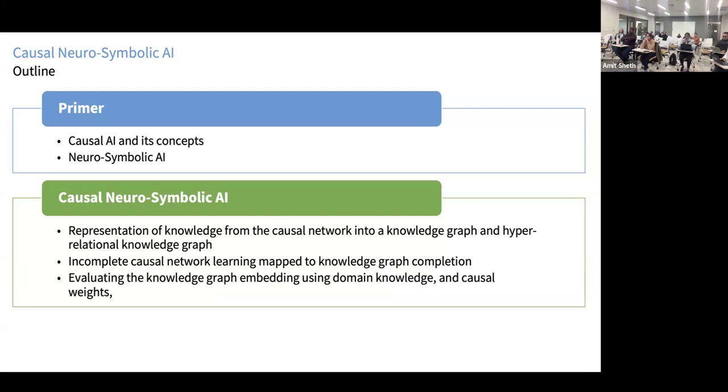So my talk has two major outlines. In the first part of my talk, I'll explain what is causal AI, some of the primary concepts about it. In the second half, we will talk about the causal neurosymbolic AI part of it. What are the use cases? How do we represent it? What are the types of questions that causal neurosymbolic AI can help us answer?